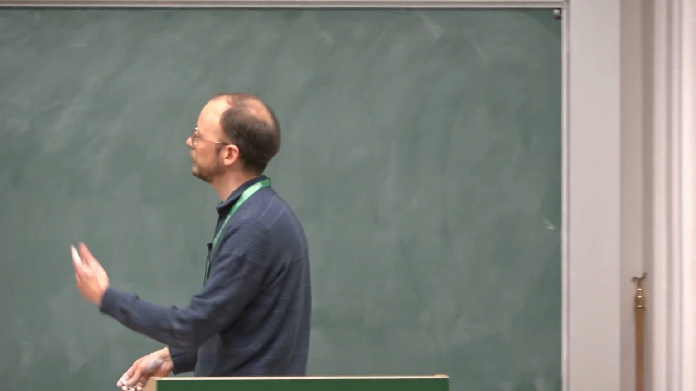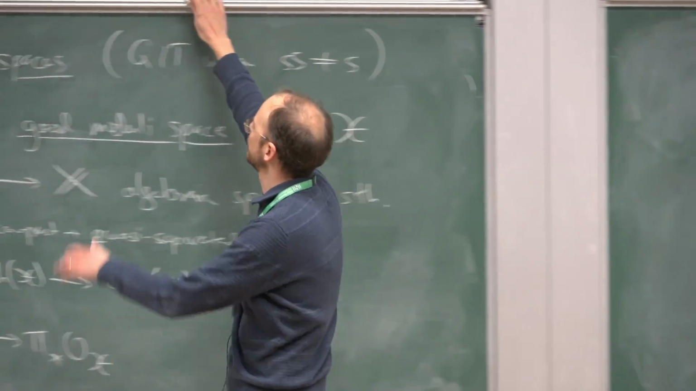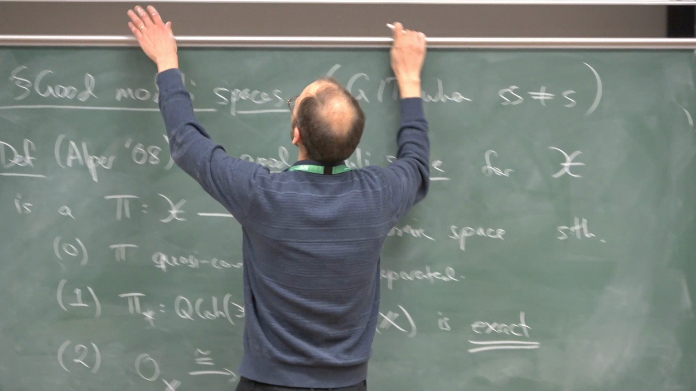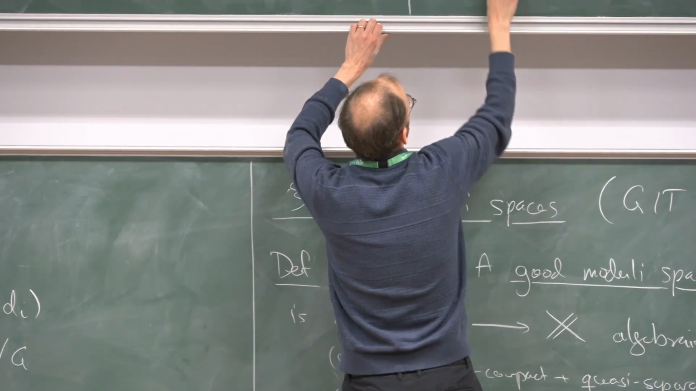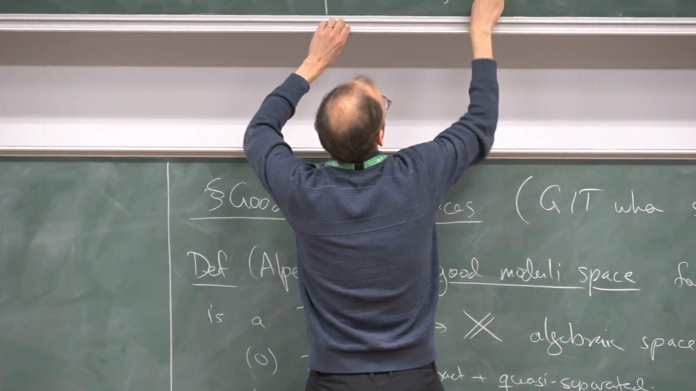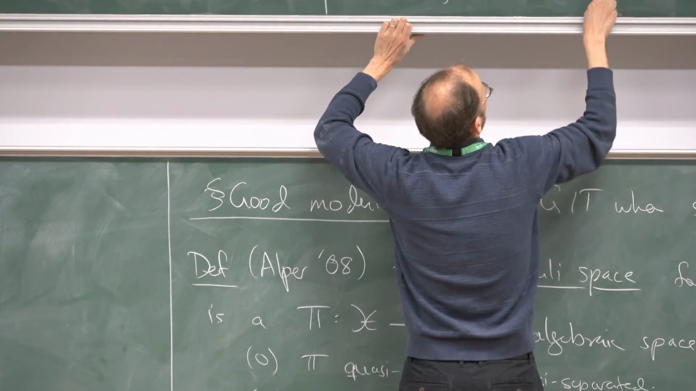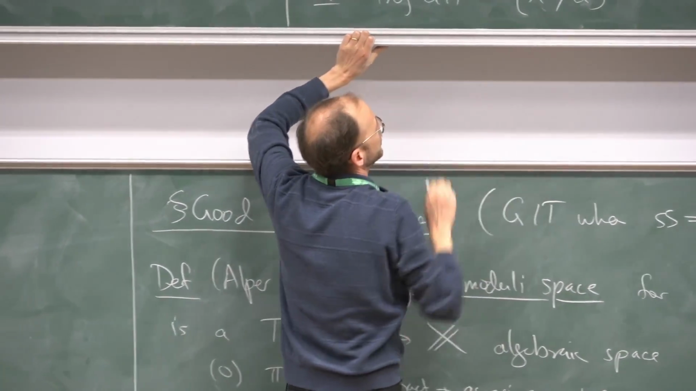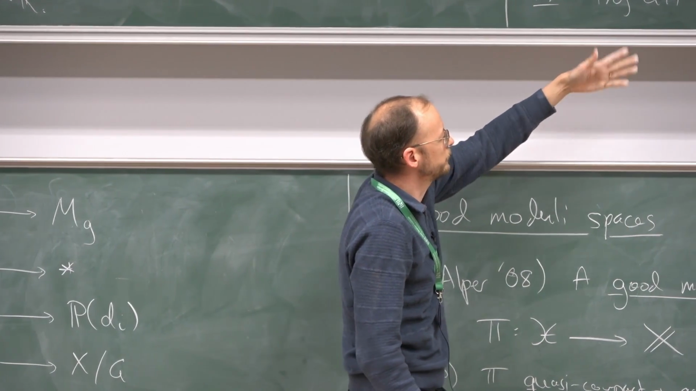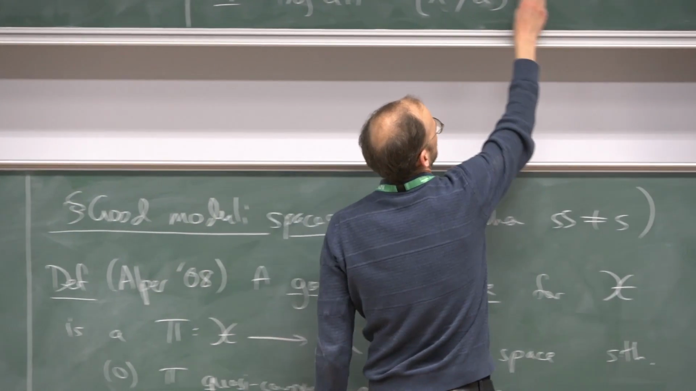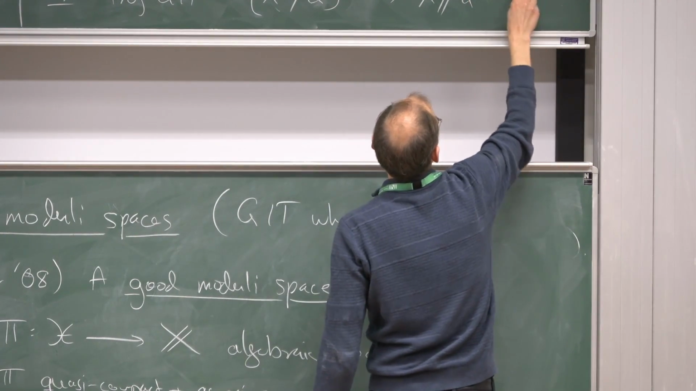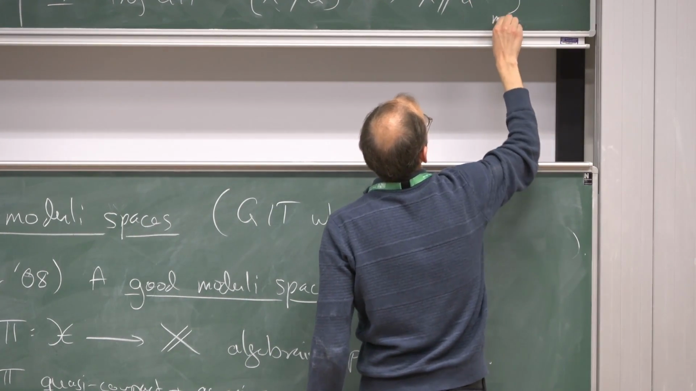So it's also true that projective GIT will give you, if we take the semi-stable locus of this projective X, a geometric, a good moduli space.